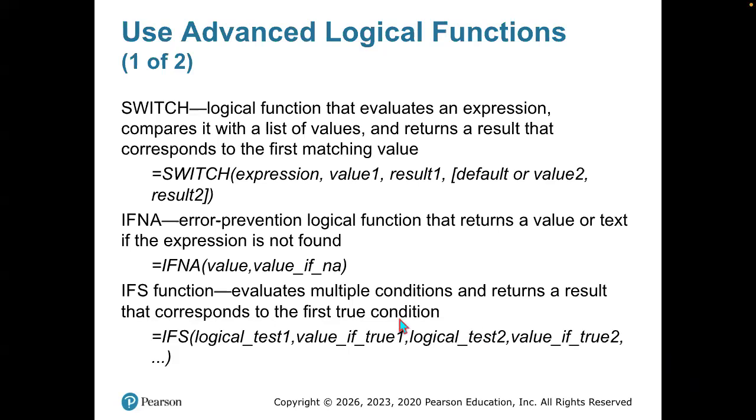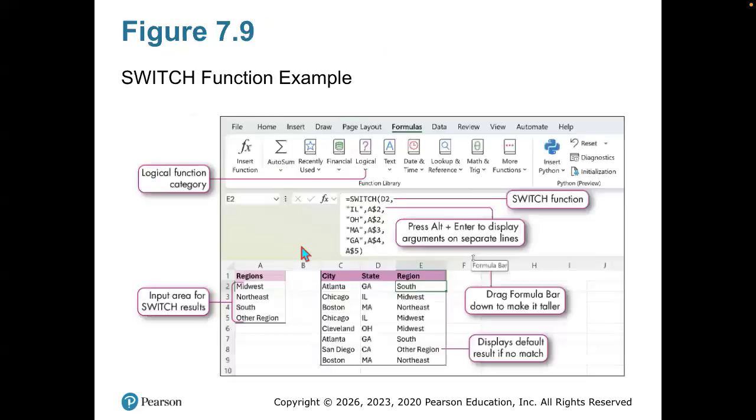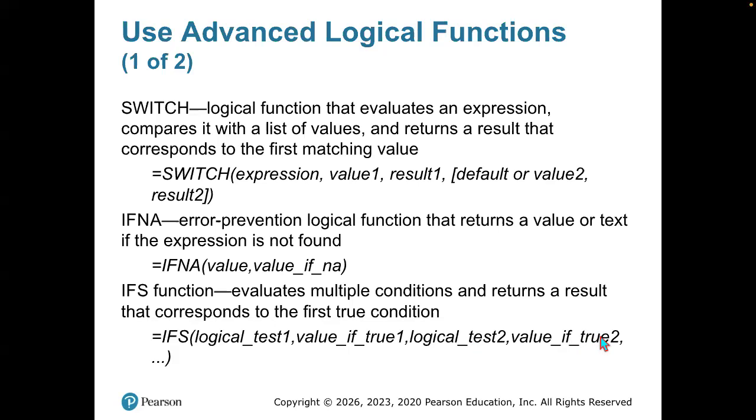So if the person was hired in, let's say, 2016, right? That's before 2017. The first test is true. Therefore, it's going to return the value if that was true. But if, let's say, they were hired after that point, maybe they were hired in 2026, this first one would be false. So it has to go to the second value. 2026 does come before the next condition, which was 2027. Therefore, I take the value if true here.